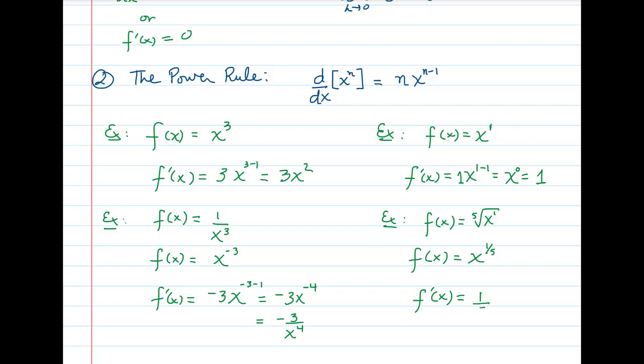Okay, you bring the 1/5 to the front, keep that x there, and now it's 1/5 minus 1, which again, you'll do your calculation: 1/5 x to the -4/5.